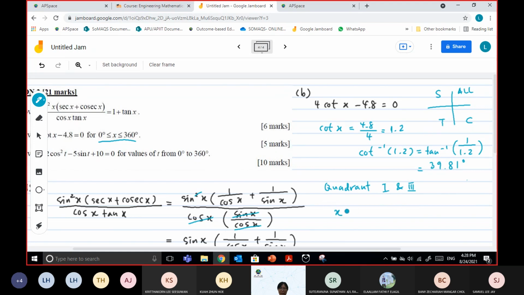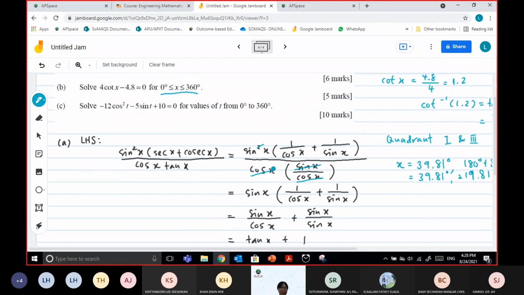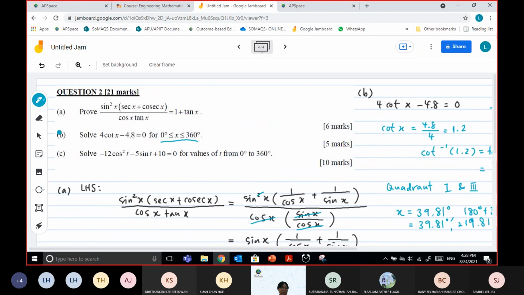Then we will proceed to find the x. So first quadrant will be 39.81. Third quadrant will be 180 plus 39.81. So we have 219.81. Is that correct, students? Same with your answer? Yes, miss. Yes, okay. Now, for question C, C is actually solving the equation.